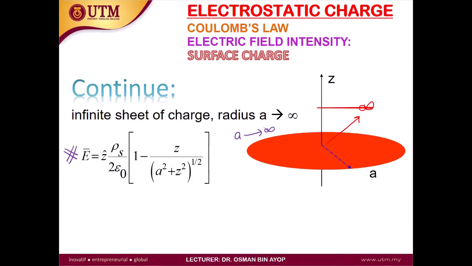So what happened? The z divided by this form becomes 0. The division here becomes 0. So what is left is z rho s divided by 2 epsilon naught. Very simple. Volt per meter.